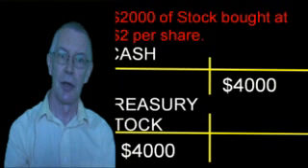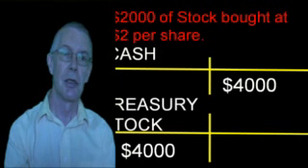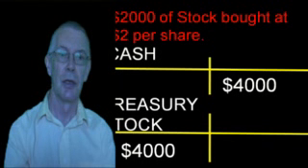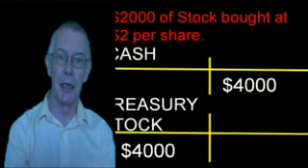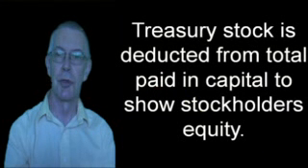How does this affect the double entries? The cash account is credited with the amount paid for the stock. A treasury account is debited with the value of the stock held. The amount is the amount paid for the stock. This amount is deducted from total paid in capital when showing stockholders' equity.